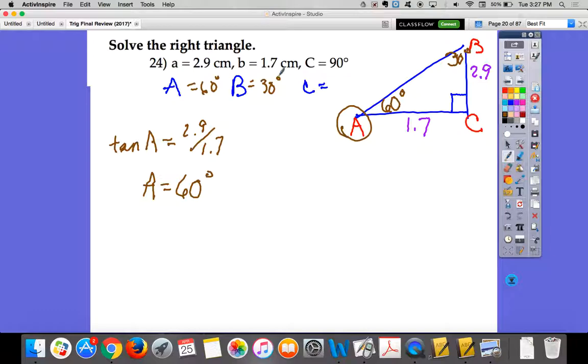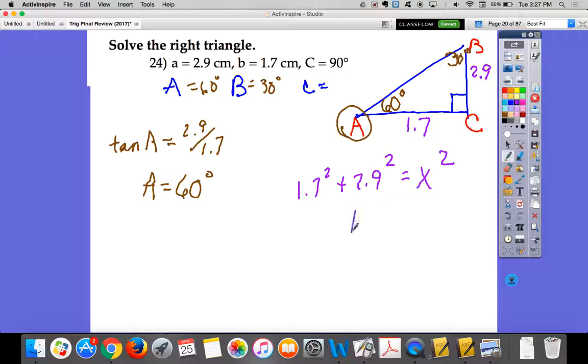I need to find little c. Well, you can either do it with trig or you can do Pythagorean theorem. It really doesn't matter. So if you do Pythagorean theorem, you got 1.7 squared plus 2.9 squared equals, I don't know, squared. Now look, if that bugs you, then you can put a c there. It really doesn't make any difference. It's just a matter of, let's start typing.